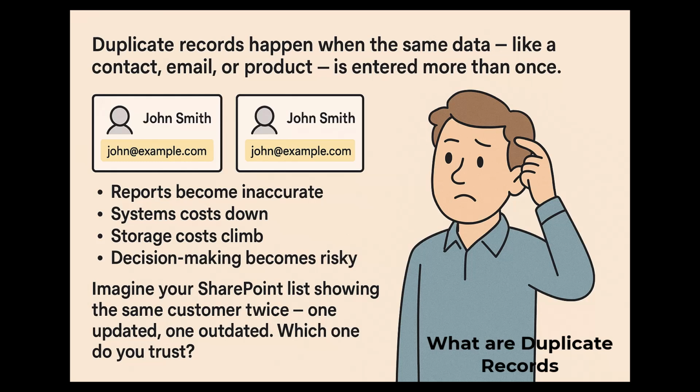Okay, so let's go ahead and go to the first slide here. We have a series of 5 different images here, but let's talk on this one about duplicate records. Duplicate records happen when the same data, like a contact, email, or product name, is entered more than once. Now, this may seem harmless, but they pile up quickly and can create serious problems within your environment. Remember, you want to nip this in the bud before it grows into a larger problem.